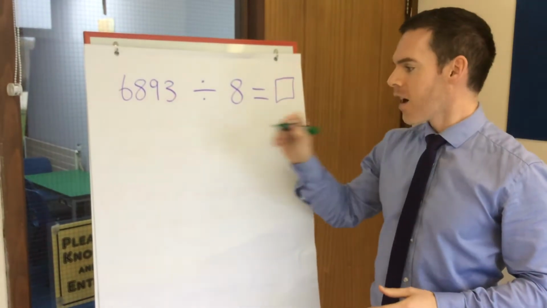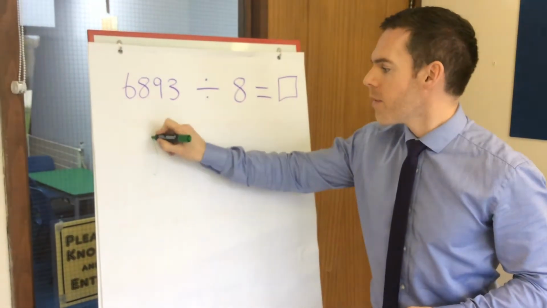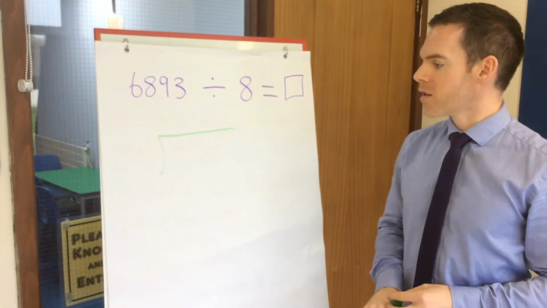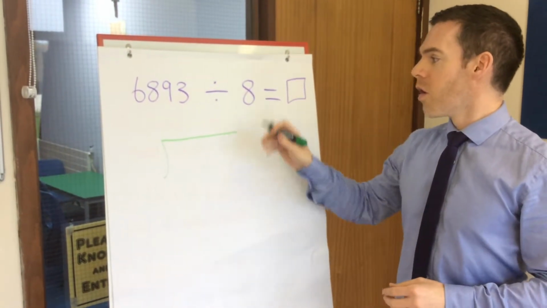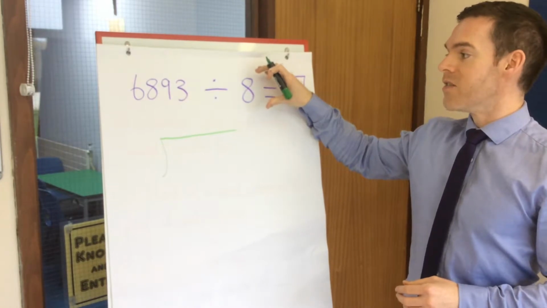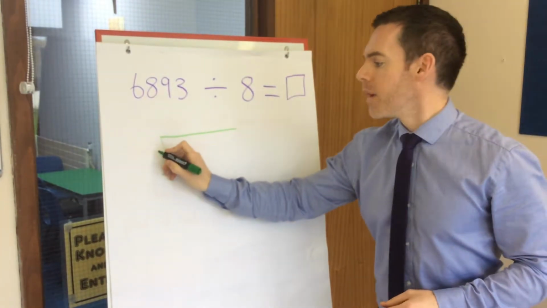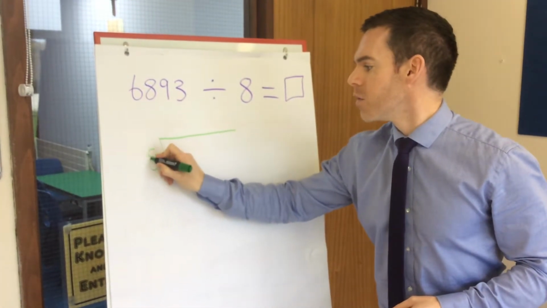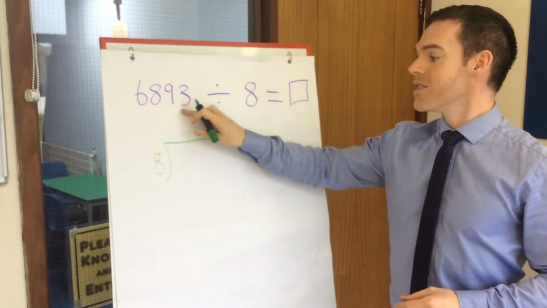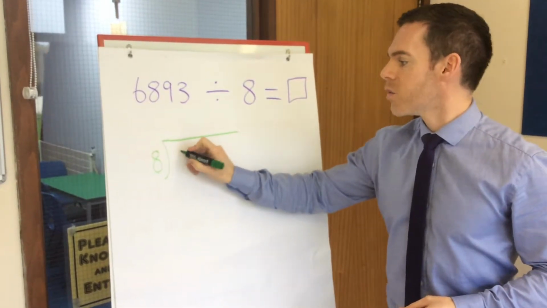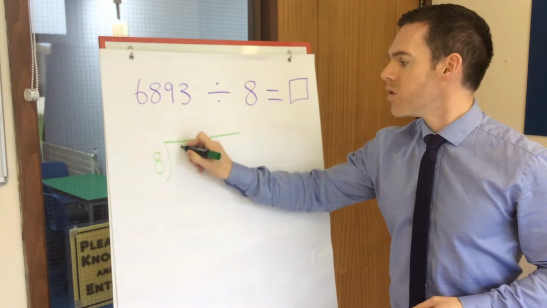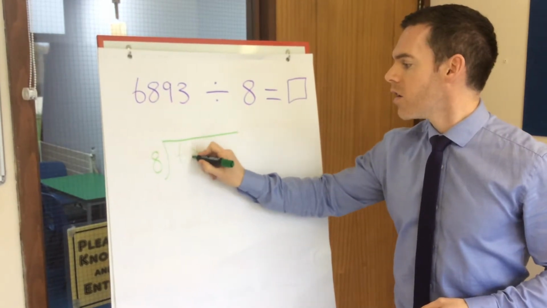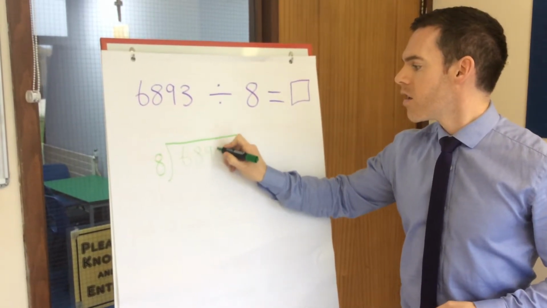So, to lay that out, we call this a bus stop method, and it looks like that. And you put the number that you are dividing here. So we're dividing into groups of 8, and the number you're dividing into goes inside. So we're dividing into 6,893.